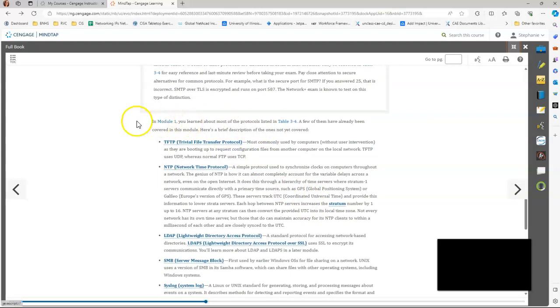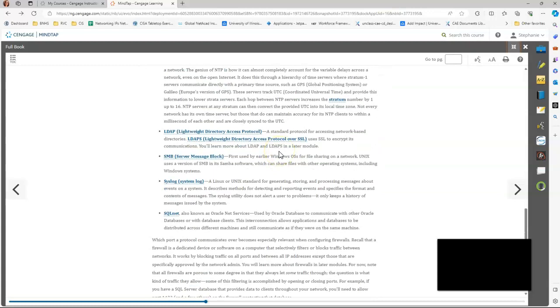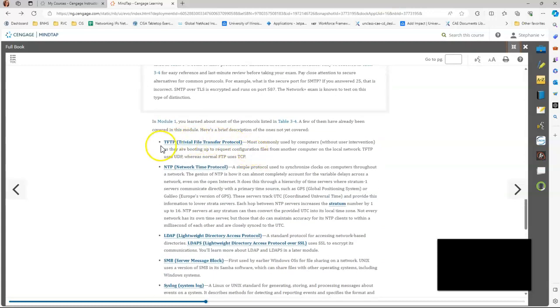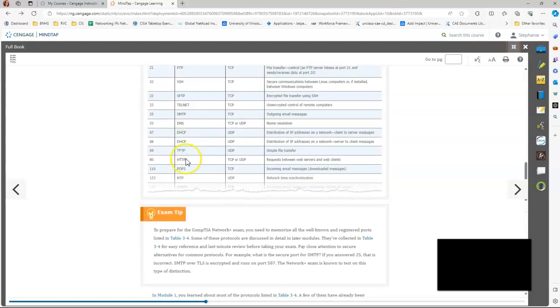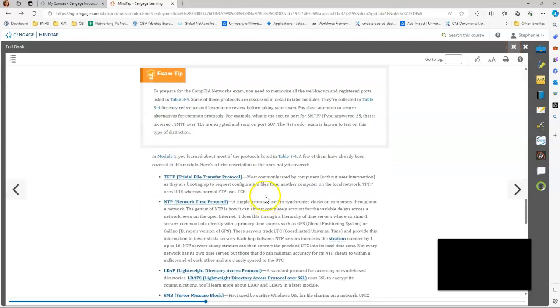We have many different protocols, and some of them we've talked about, so we'll go through the ones that are important or commonly used. We have Trivial File Transfer Protocol, TFTP. We use this a lot when we're requesting files from other computers on a local network. TFTP is port 69. It's a UDP protocol, so it's not a TCP protocol. FTP normally uses TCP, so there's a difference there.